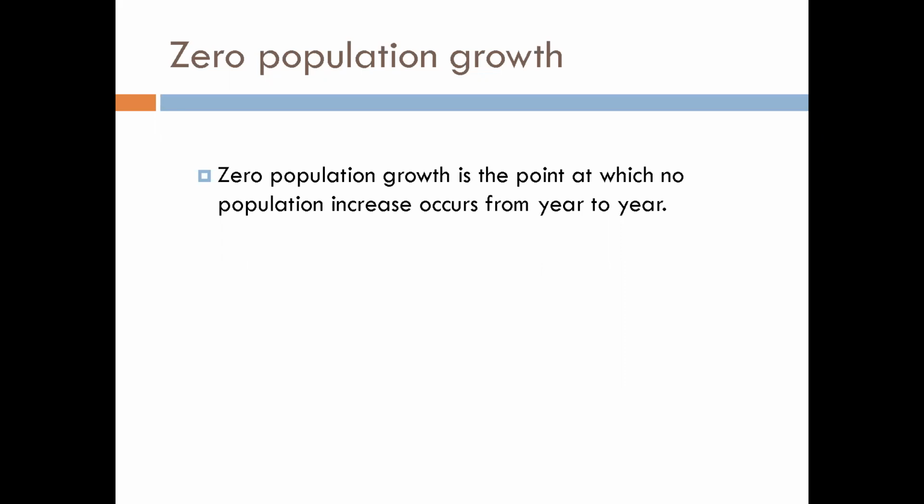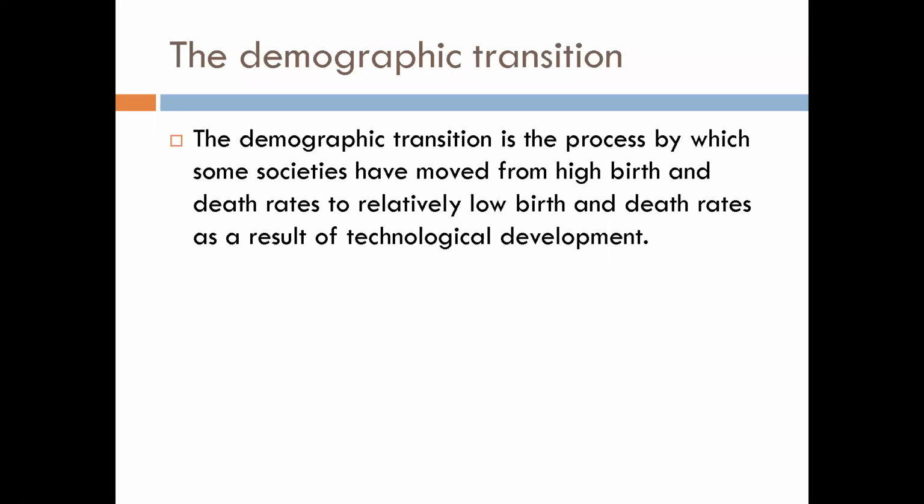For example, here we are talking about population growth. They say zero population growth is the point at which no population increase occurs from one year to another. After that we talk about Marxist aspects of population, population growth and population distribution, demography. We are talking about demographic transition.